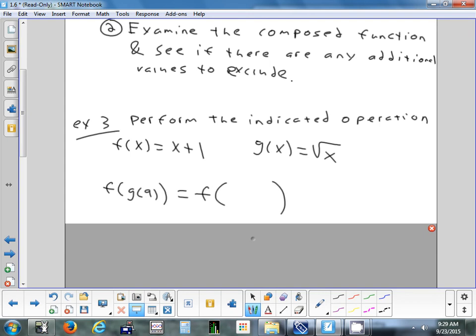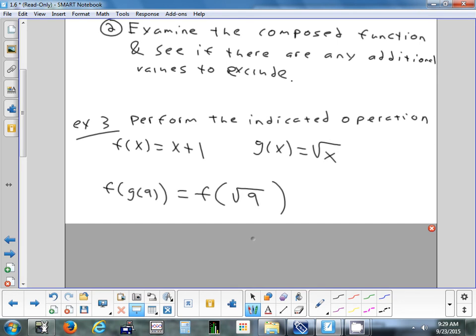Okay, if I want to find g of 9, what does that mean I'm going to do? Put the 9 in the actual. Yep, put the 9 in, and what's going to be my expression when I do that? Before you get 3, you'll have the square root of 9. Yep, square root of 9.